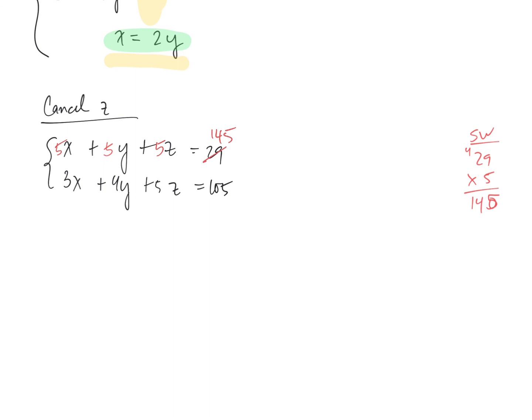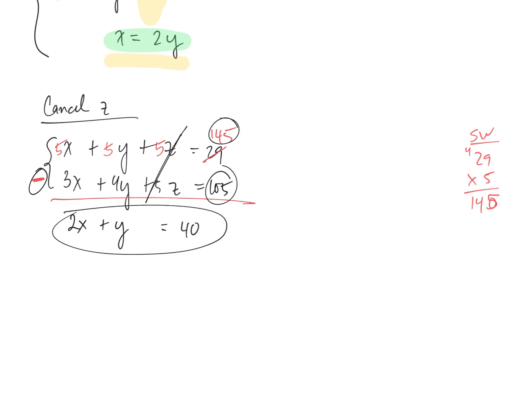Alright, so in order to cancel the 5z's, we're going to do subtraction. And then what do we have? We have 5x minus 3x, so that's 2x. 5y minus 4y, so that's y. 5z minus 5z, cancels right there. 145 minus 105 is just going to be 40. So now we have our equation in two variables, so we'll go ahead and bring this one down and pair these two off.